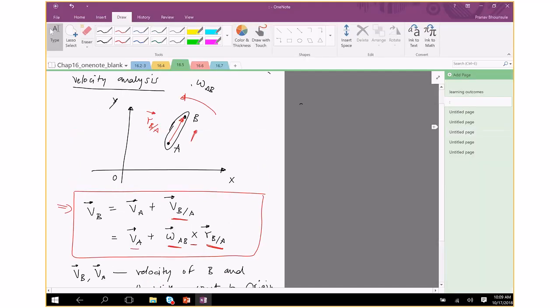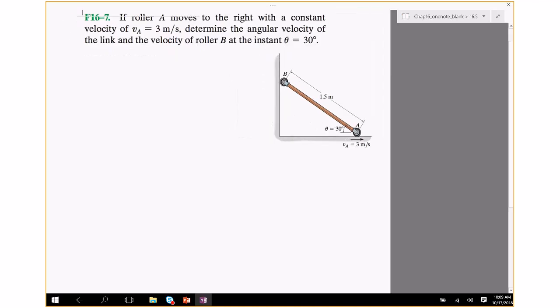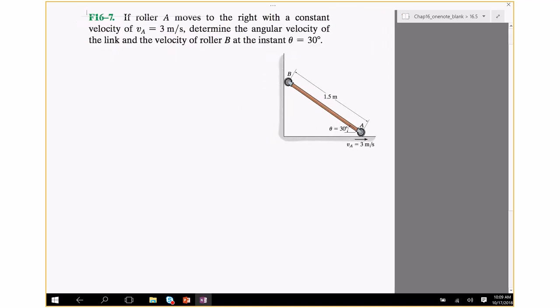Okay, so how do we use this formula to solve for velocities of mechanisms? So here is one mechanism. It consists of a rod shown in brown connected to two rollers A and B, and clearly when this mechanism is let loose, B is going to slide down, A is going to move to the right. So let's see what the question says.